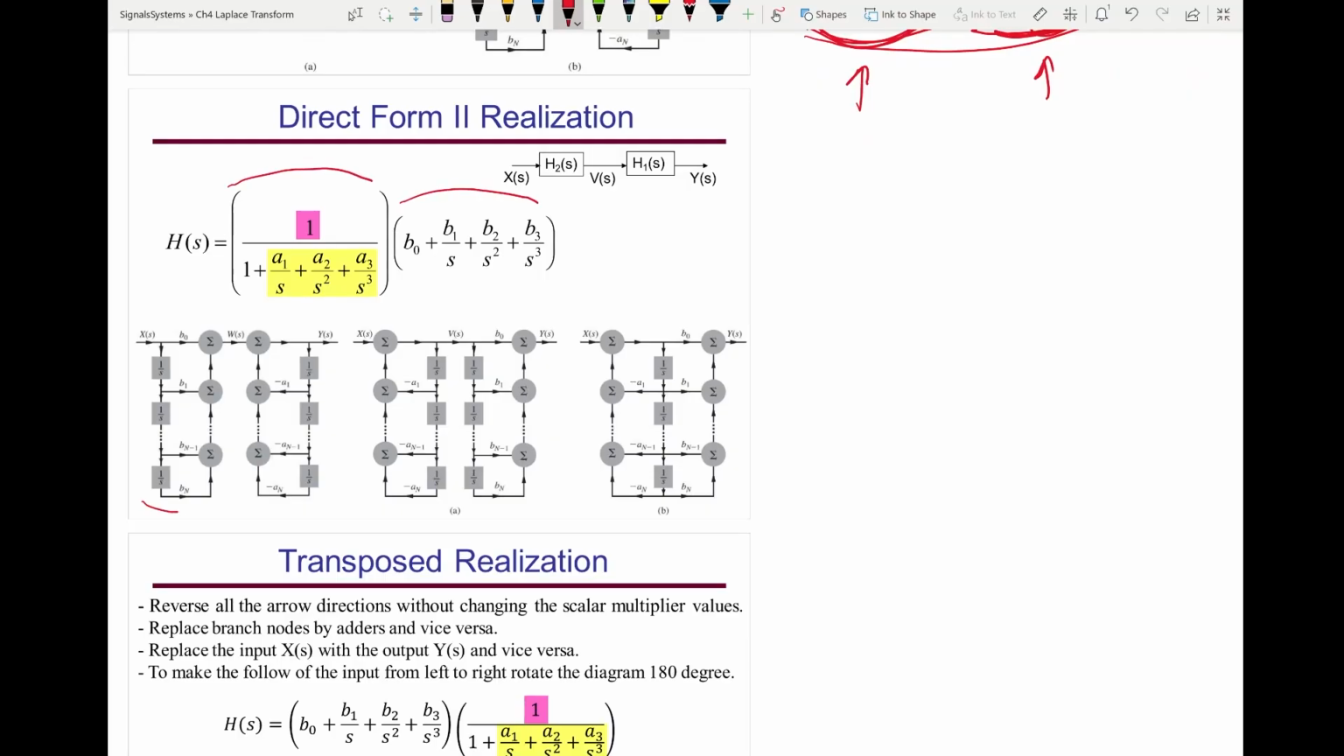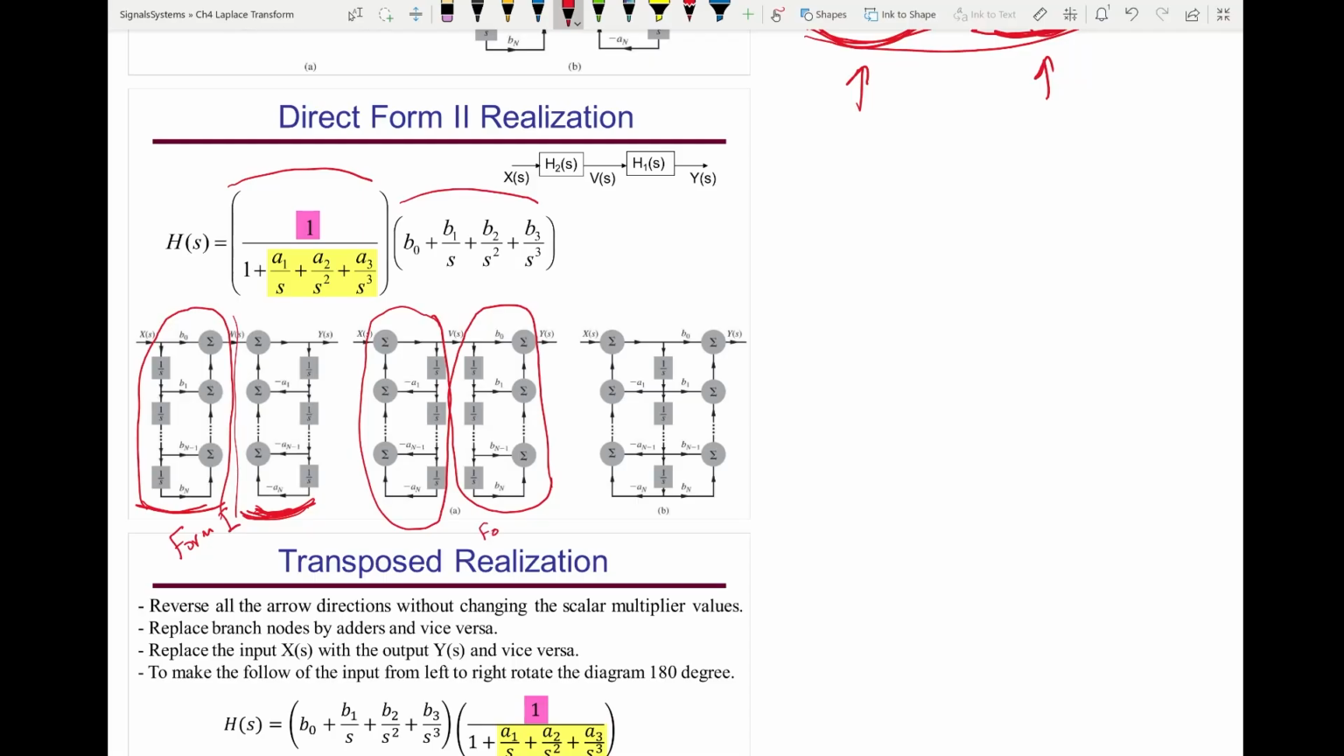This is canonical form 1 realization. The feedback is the second subsystem. So now if I cut it here and move these to be first, that will be this. And then this subsystem here to be second, that will be this. So that's form 1 realization. Now this will be form 2 realization. All you did, you changed the order of H1 and H2.